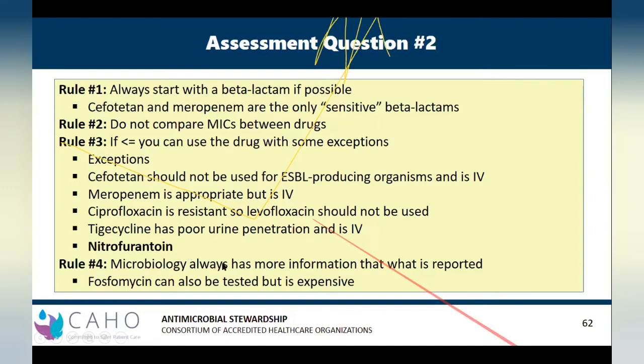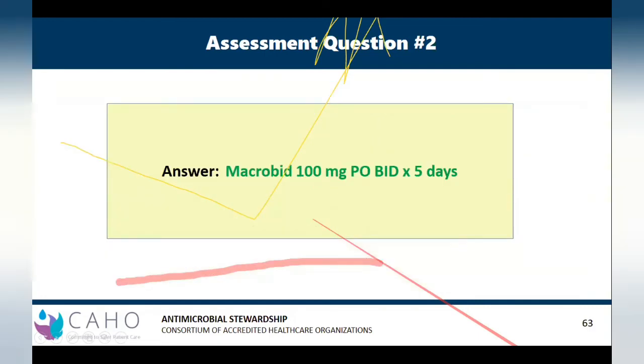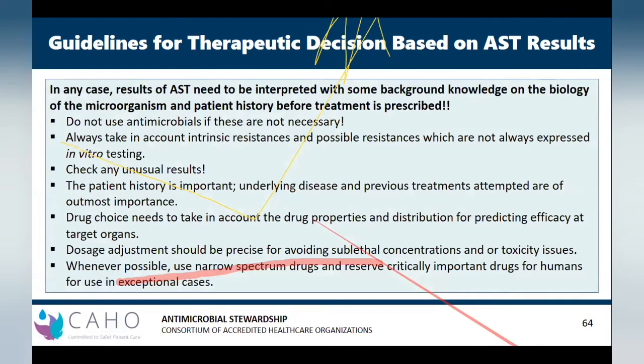Again, microbiology has more information than what is reported. So the clinician can approach the microbiology lab for fosfomycin, which can be tested but is not reported here. But fosfomycin can be expensive, hence our drug of choice will be nitrofurantoin. So that was my presentation about the antibiogram, the risk stratification of patients, what factors need to be considered for preparing an antibiotic policy, and how to select a particular antimicrobial.